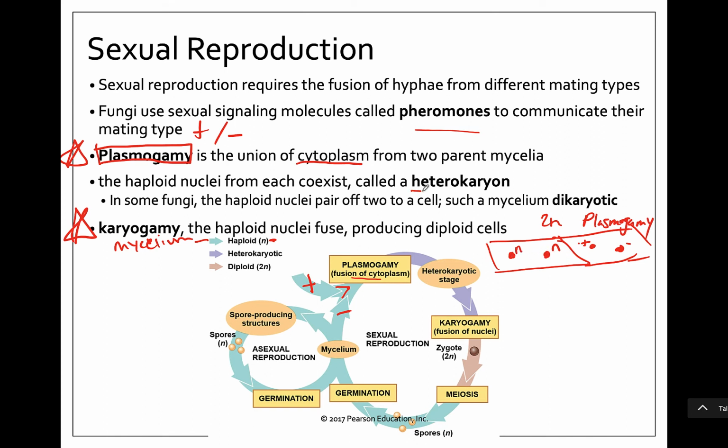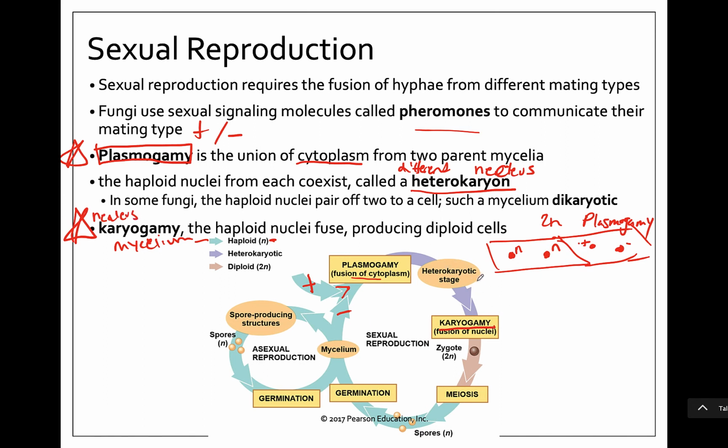And this stage is called heterokaryon. So hetero is different, and karyon means nucleus. So it literally has 2 different nuclei inside of there. And when it looks like this, it's called dikaryotic when they pair off into individual cells. Eventually, these 2 nuclei will fuse in a process called karyogamy. So karyo again means nucleus, and then gamy is the fusion.